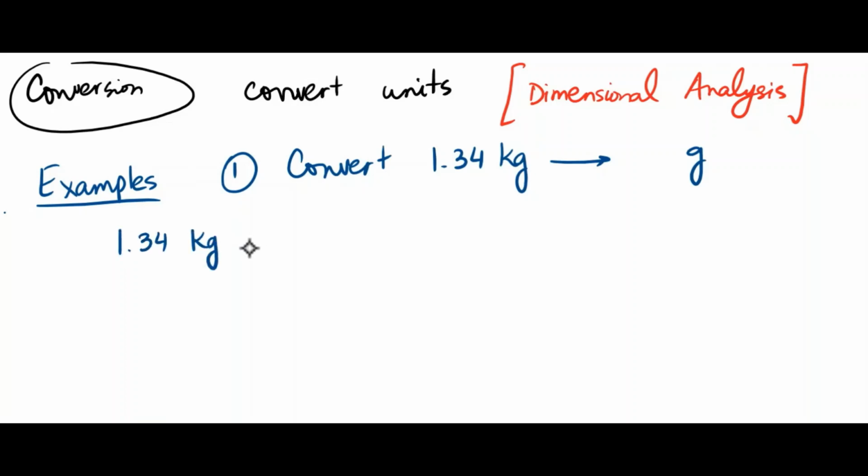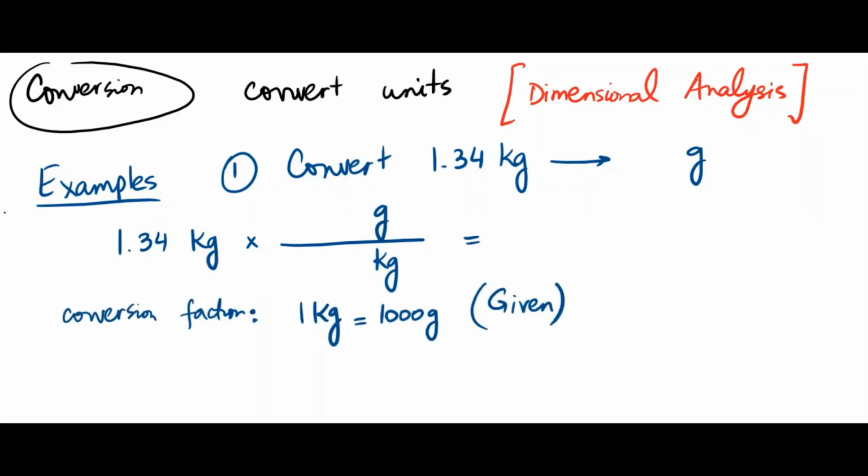So we'll write out the quantity that is given to us and then put a fraction. I want to convert the kilograms into grams, so I will want to cancel out the kilograms and my final answer will come out as grams. Finally, I plug in the conversion factor, which is always given to me, and that's my answer.